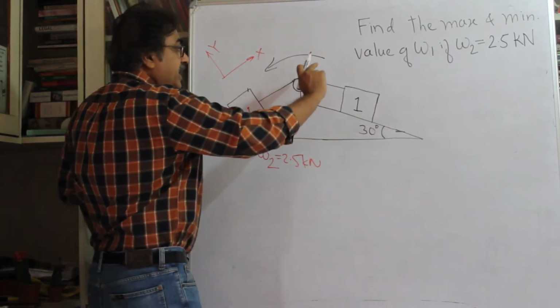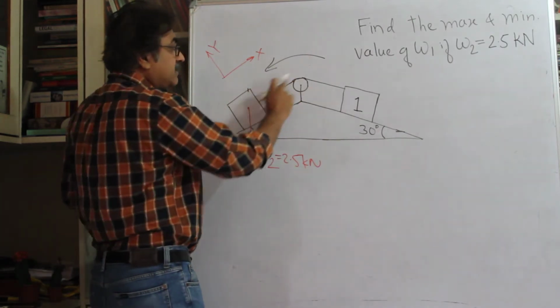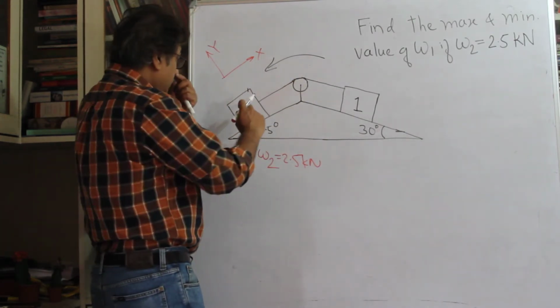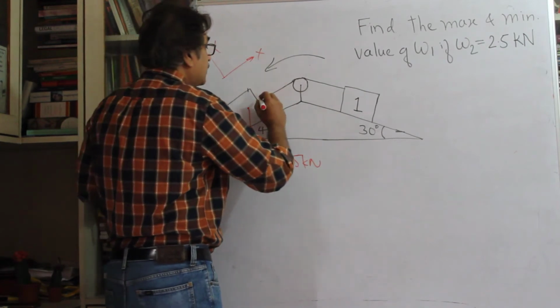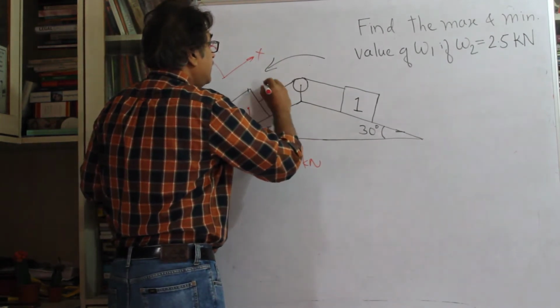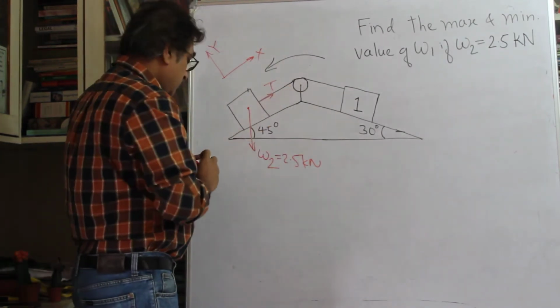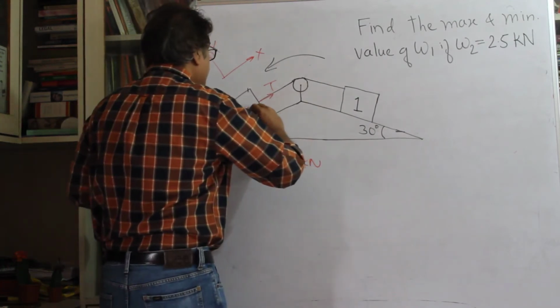This body is pulling up, right? Always this rope is under tension. So it's pulling this body. So this is going to be T, tension. There is going to be a normal reaction.